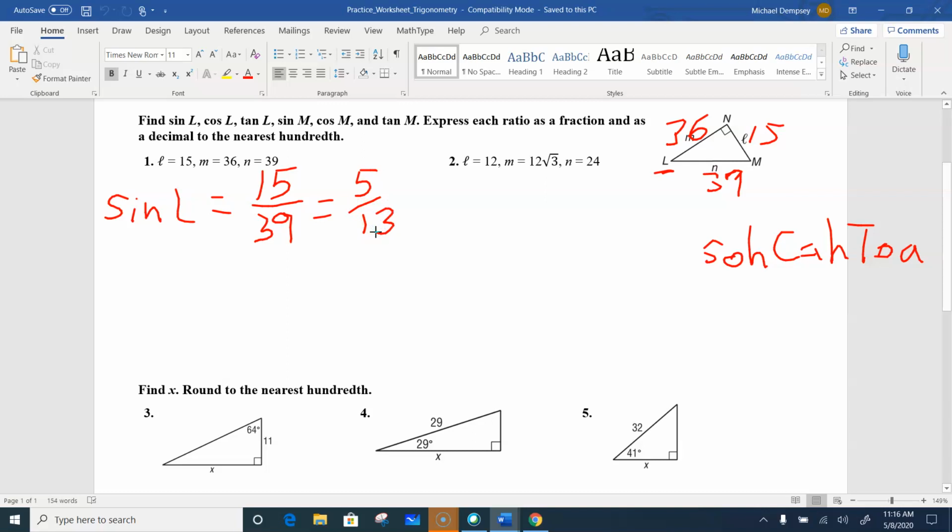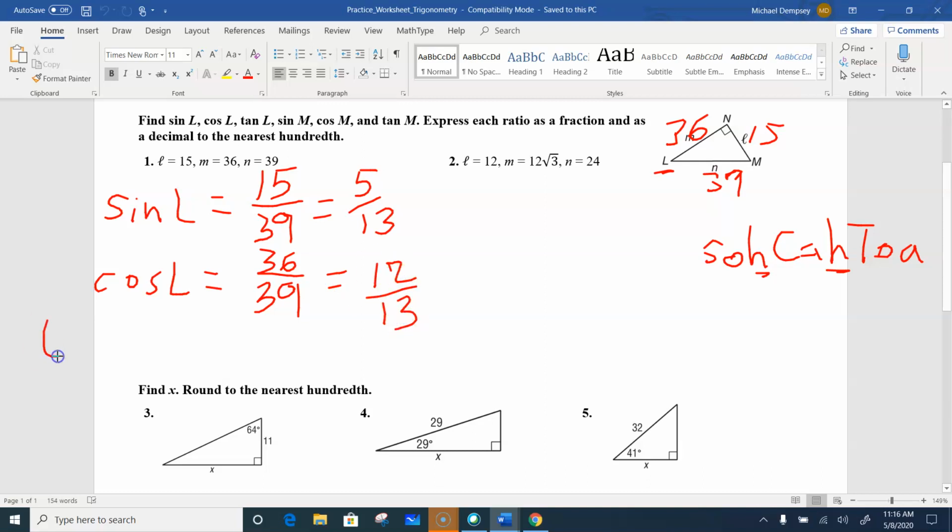Okay? Cosine of angle L. So we're going to be in the same place. And again, remember cosine has the h in it, hypotenuse. So 39 has to live in the denominator there. Okay. At L, the adjacent side is now 36. So now we have 36 over 39. Again, let's divide both of those by 3, and we just have 12/13.